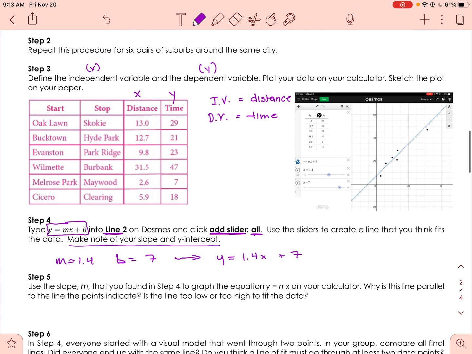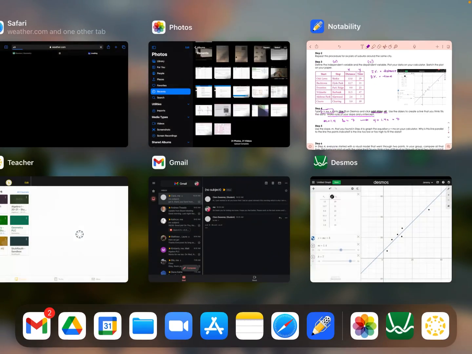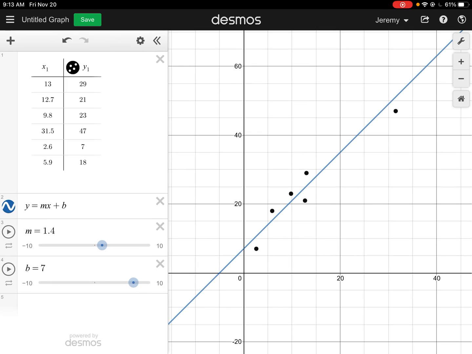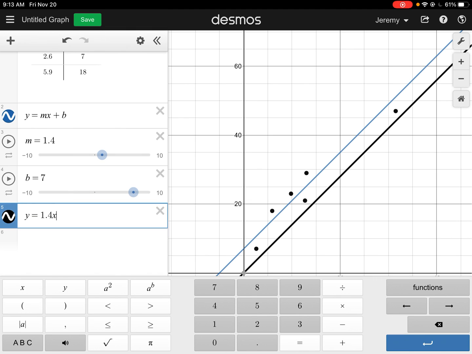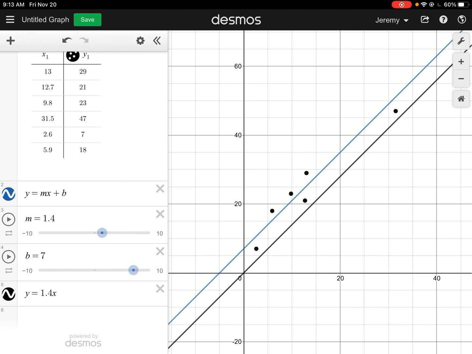All right? So then if you jump down to step 5, it says use the slope m that you found in step 4 to graph the equation y equals mx on your calculator. Is the line parallel to the line the points indicate, and is the line too low or too high to fit the data? So if we jump back over here, let's take a look at what happens if we type in the equation y equals 1.4x. And you get this black line right there. And what you notice is that all the points fall above that line. So that line is too low.